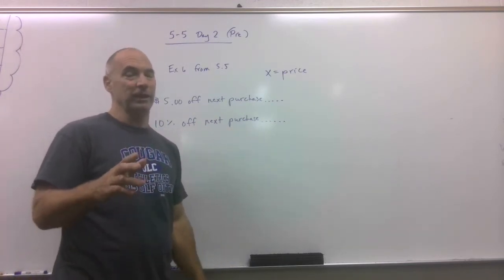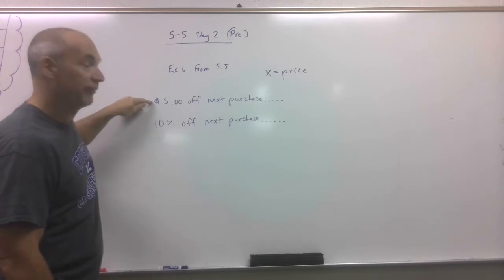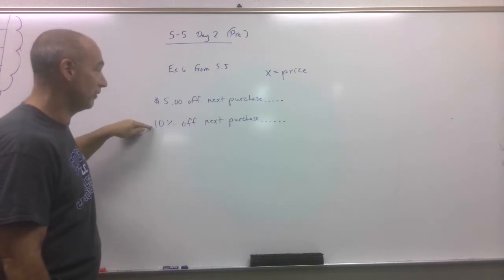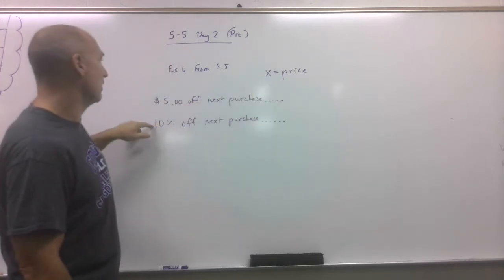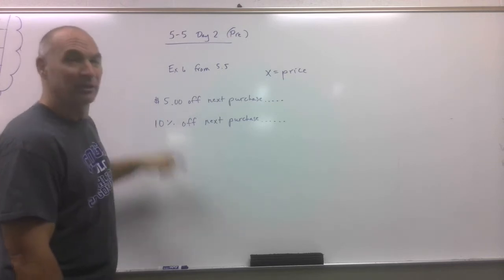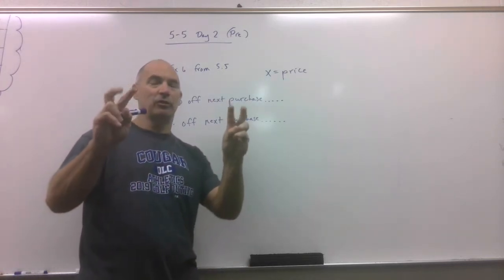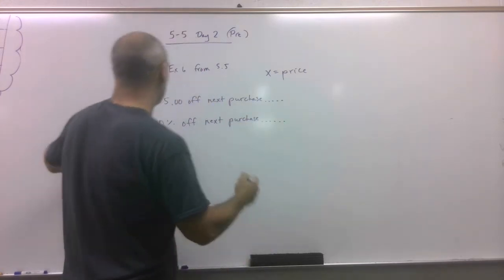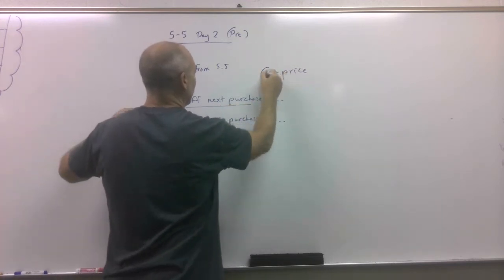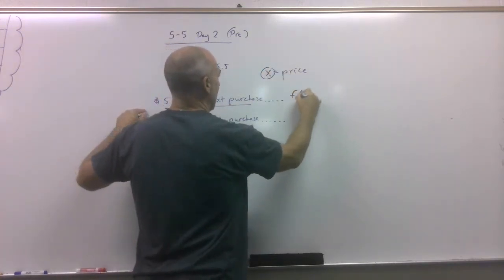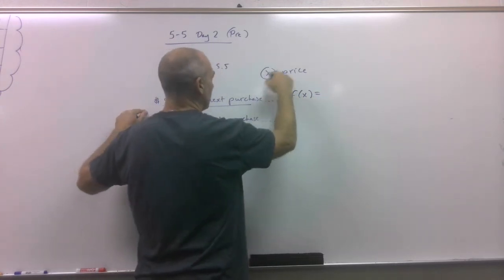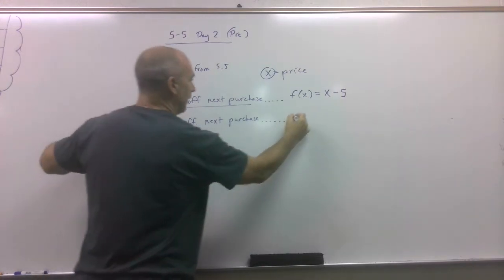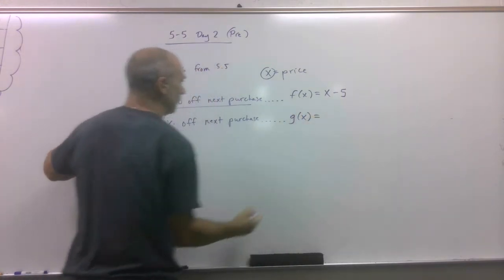Now here's the interesting thing. You could get $5 off first, then take 10% off of that, or you take 10% off the price, x, and then take $5 off that. Is there a difference? This composition of function thing is actually going to assist us in answering that. So watch this. So $5 off the next purchase, if this is my price, I'm going to call that f of x. And then if that's the original price, it's just going to be the price minus $5.